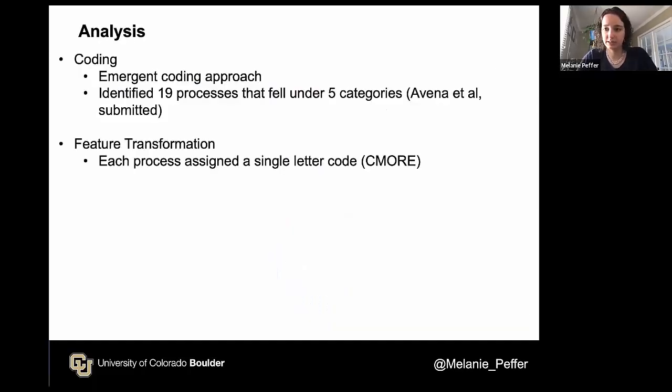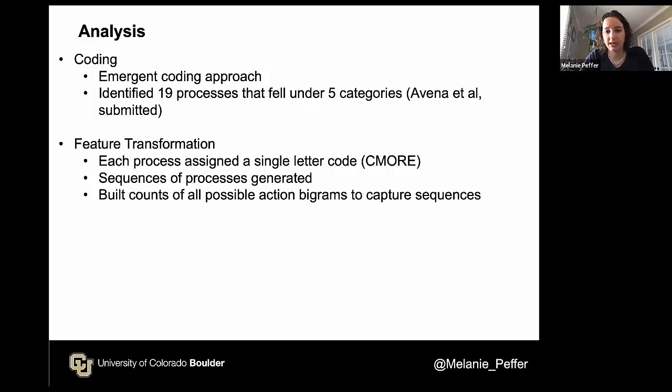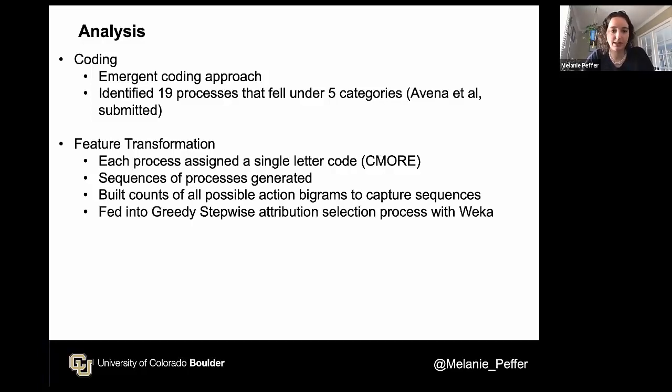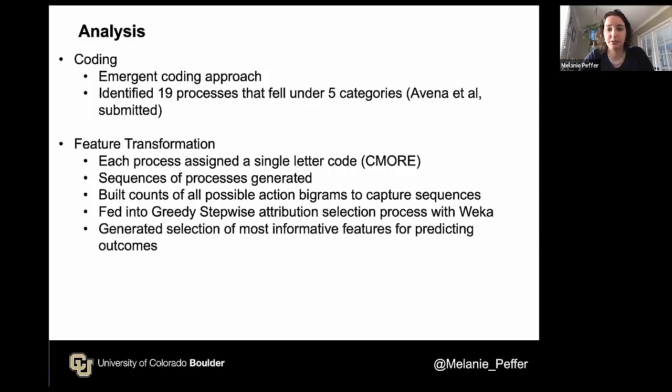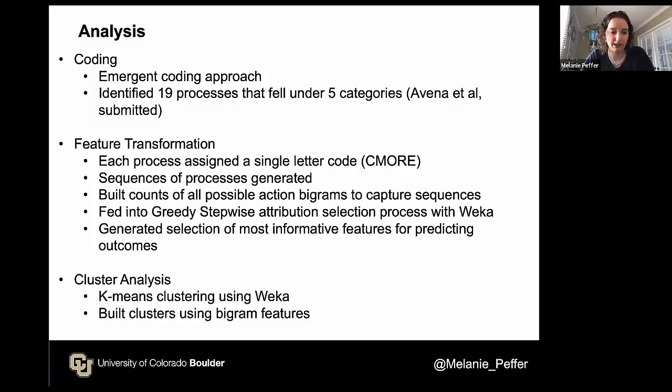Okay, so based on this coding, we assigned each process a single letter code. The codes more refer to those categories I showed on the last slide: conclusion, metacognition, orienting, reasoning, and execution. And then we ended up generating strings, so sequences of these processes. And then we built counts of all possible action diagrams to capture these sequences. This was fed into a greedy stepwise attribute selection process using Weka to get the most informative features for predicting outcomes. And then for our clustering analysis, we used k-means clustering with Weka again. We built clusters using these bigram features. And then we looked at how cluster assignment related to outcomes.